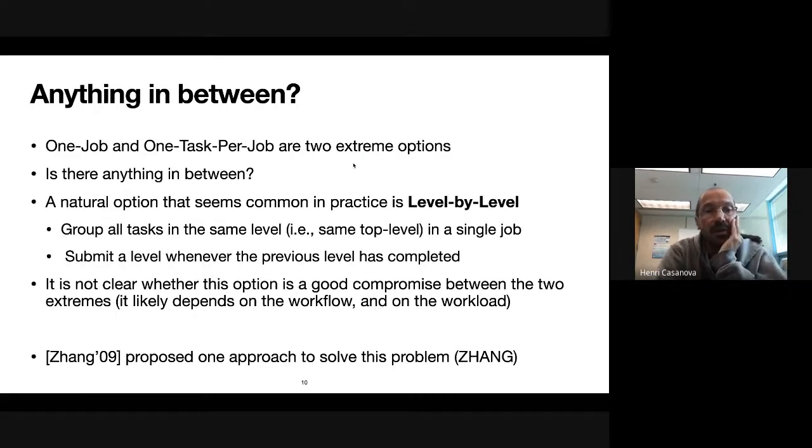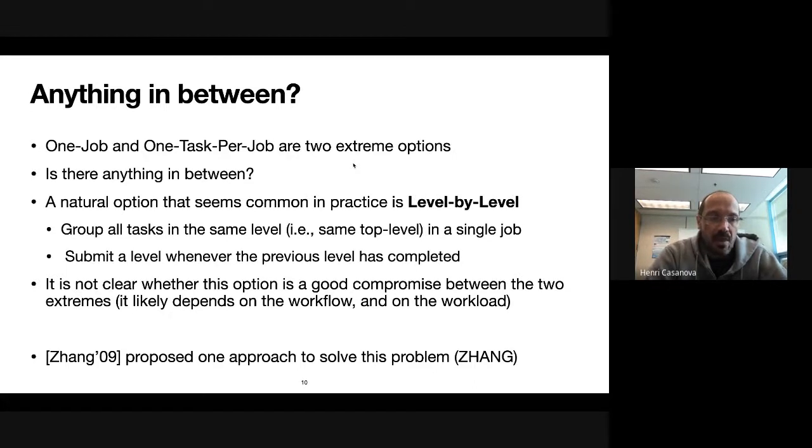And so the question is, is there anything in between those two extremes? One thing that people seem to mention in practice, at least in the literature, it's mentioned quite often, is a very simple level-by-level approach, where you say, I group all the tasks in the same level of the workflow, meaning all the tasks that have the same top level, in a single job, and I submit those levels in sequence. And so that seems to be used in practice, and it's mentioned, as I said, in the literature, but it's not clear whether it's a very good compromise between the two extremes. Maybe it is, but it probably depends on the workflow and on the workload.